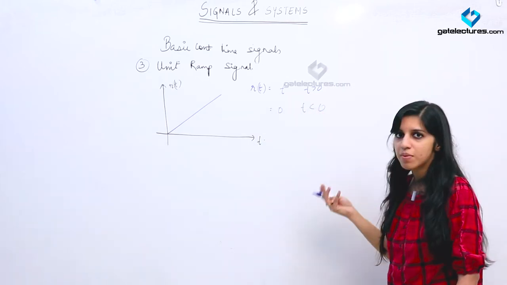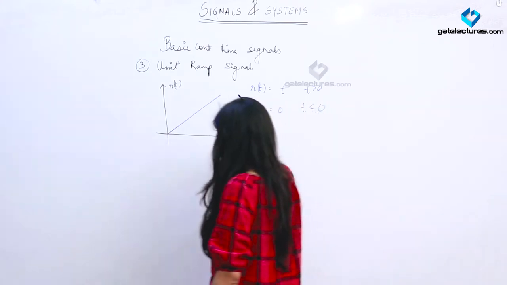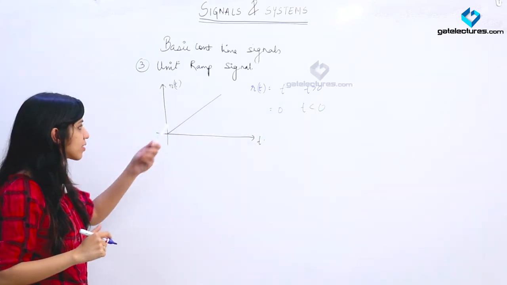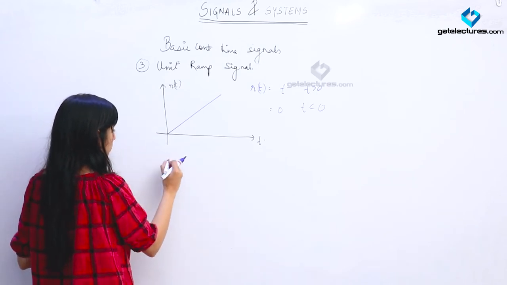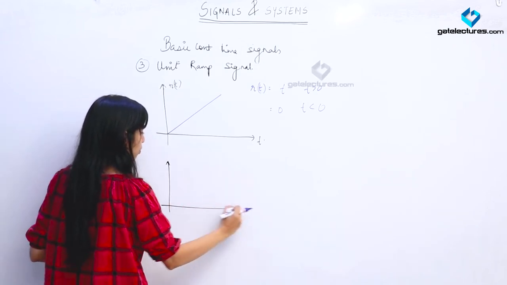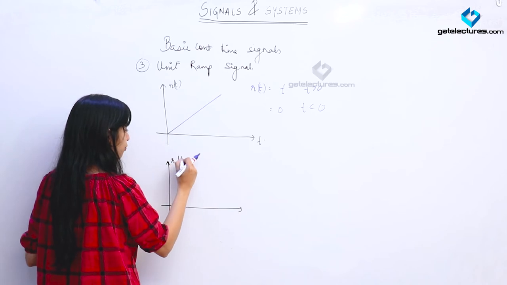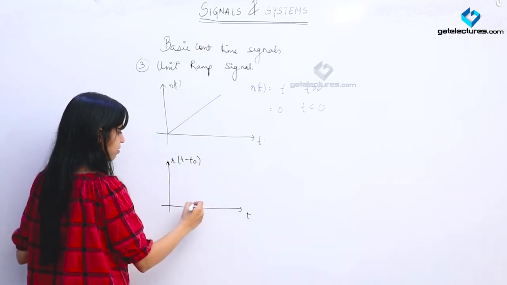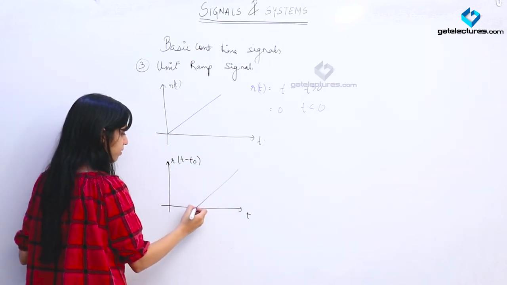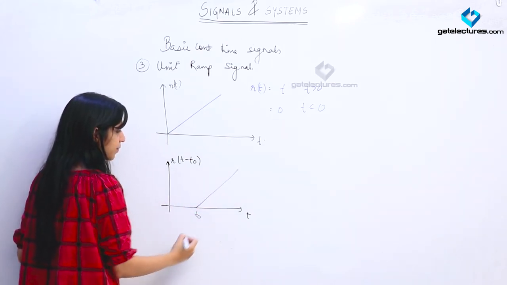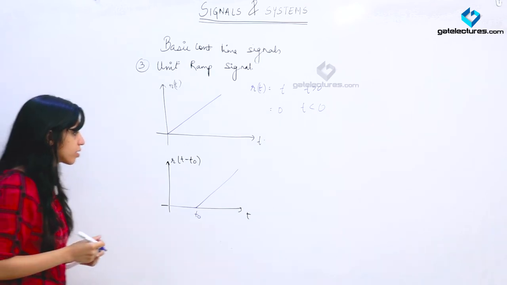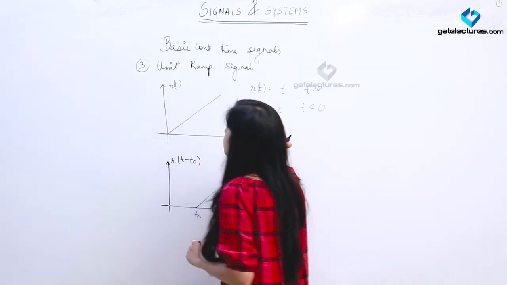So similarly, as we have seen in unit step signal and delta signals, this function can be shifted to any other point. Suppose I am required to draw R of t minus t naught, and this function is going to shift right by t naught. So this is how R of t minus t naught is going to look. Okay, so this is how ramp signal is going to look.